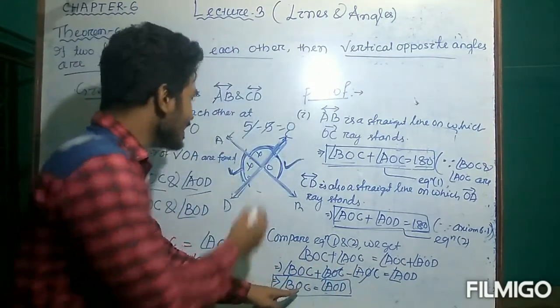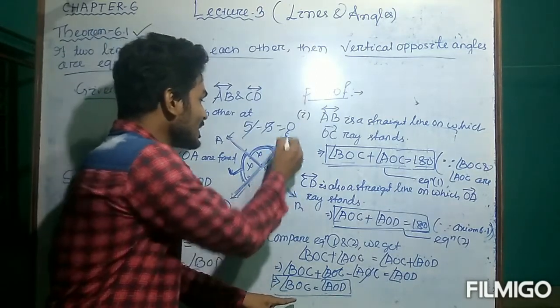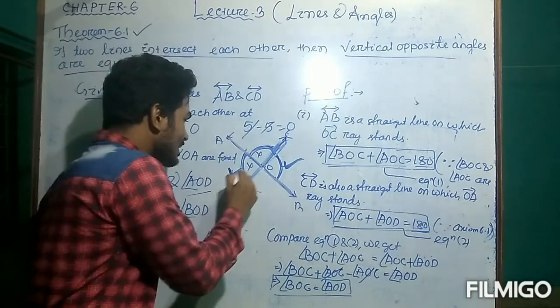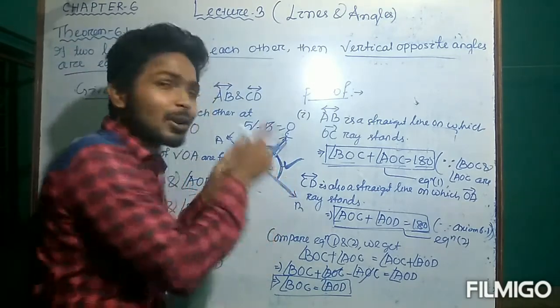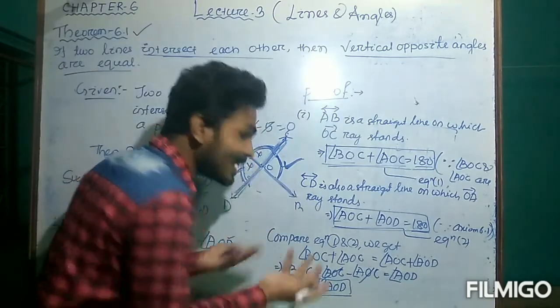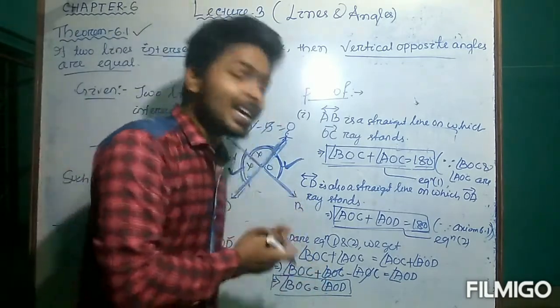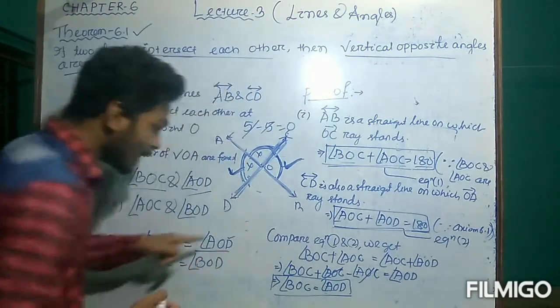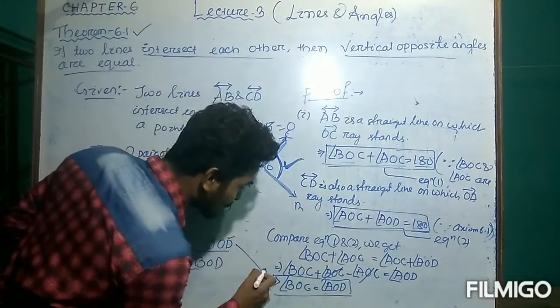Then what is BOC? This angle is BOC. What is AOD? This is AOD. Now these two angles are also vertically opposite angles, and what we prove? We prove that two vertical angles are equal. That needs to be proved. This is the first statement. See, BOC is equal to AOD. We have to prove it, and we finally proved it.